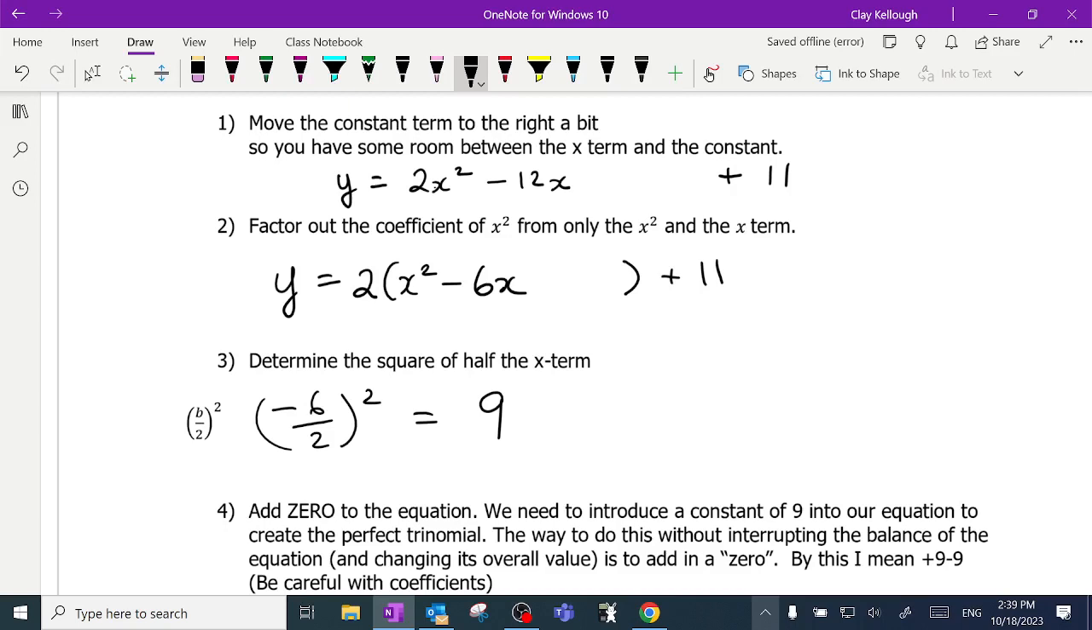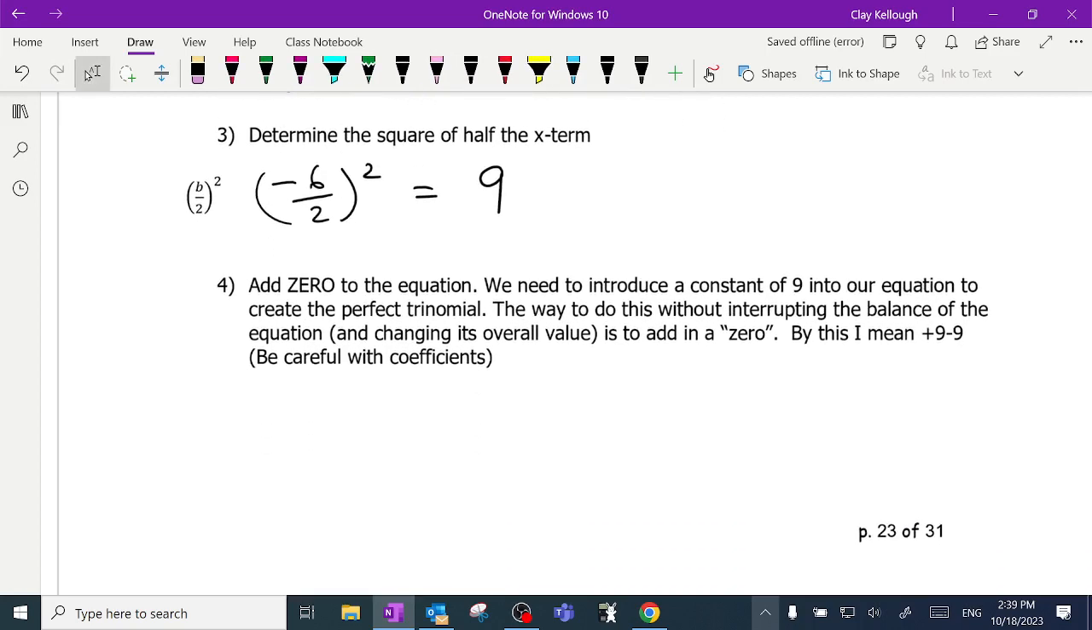Now, I want a positive 9 in this space, but here's the problem. I'm not allowed to change the equation I'm working on. It has to stay the same equation. So I'm actually going to add 0 to my equation. It's just that 0 is going to look a little bit fancy. We need to introduce that constant of 9 to create the perfect square trinomial, but I don't want to interrupt the actual value of the equation or knock off its balance. So I'm going to add 9 and then minus 9 again right away. So it's going to look like this now.